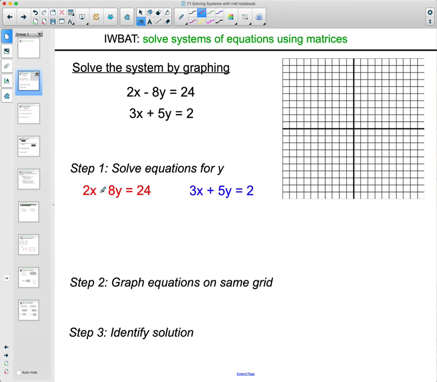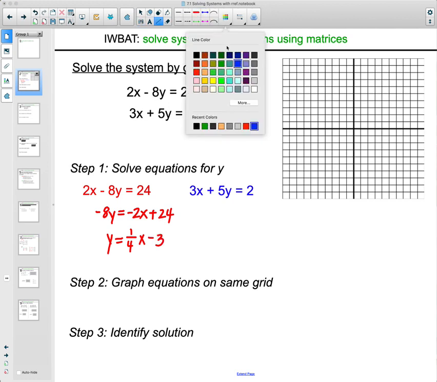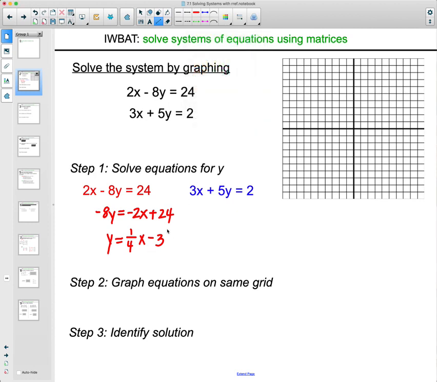So if we were going to graph them, we would want to get them into slope-intercept form. So we would need to subtract 2x from both sides, and then divide by -8. So -2 divided by -8 is +1/4. 24 divided by -8 is -3. Then we would graph this. So -3 being the y-intercept, so we would start at -3, and then we'd have a slope of up 1/4.